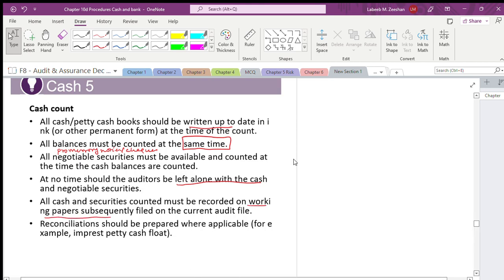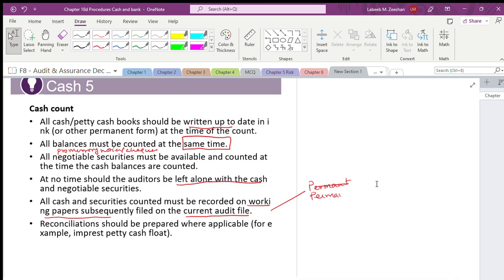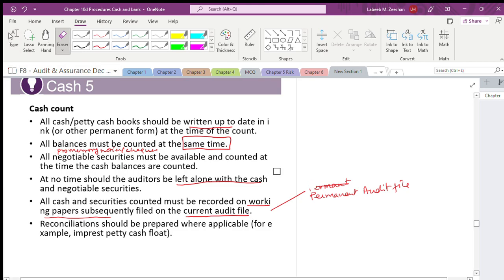Whatever you are doing, it has to be done on the working papers, and we are talking in terms of the current audit file. Now I will ask, what are the things that will be in the permanent audit file? Any idea? What are the items that will be included in the working papers?